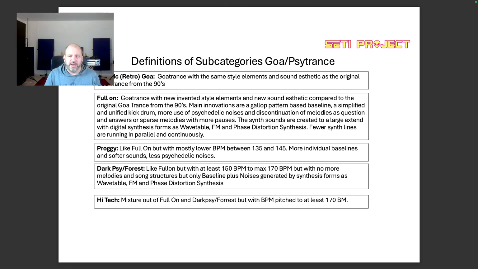Here I defined all those subgenres that exist beyond the broad Goa Psytrance. From my point of view, this is one classic or retro Goa. This is Goa Trance with the same style elements and sound aesthetic as the original Goa Trance from the 90s. An artist like Mindfield is that today, produced nowadays, and that's what I call retro. It's producing music today as it was produced in the early 90s, with certain style elements and sound aesthetics.